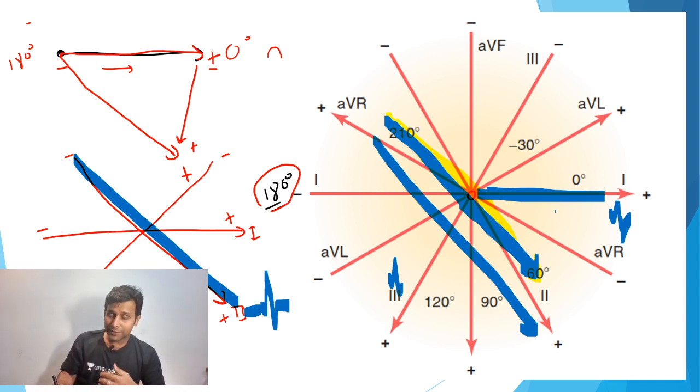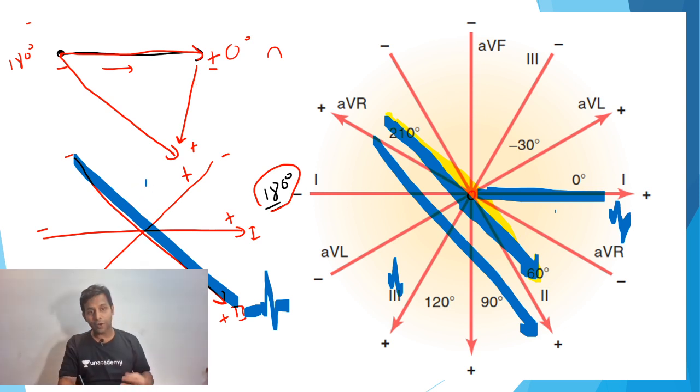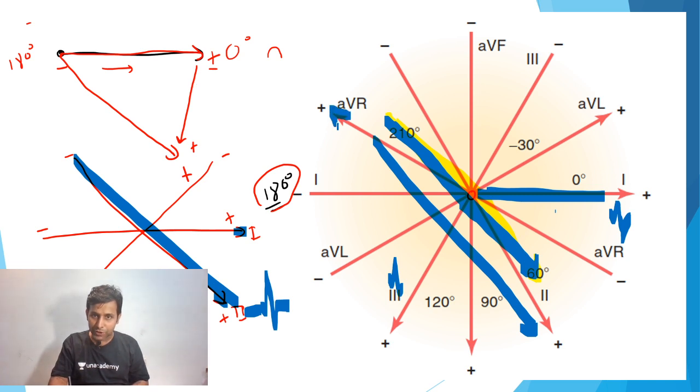Now, since we have all the leads placed here, I will draw three more leads. These three are lead 1, lead 2, and lead 3. We are going to draw three more augmented limb leads: AVR, AVL, and AVF. And what is the significance? Look at the arrow of AVR. The arrow of AVR is positioned towards the right shoulder.